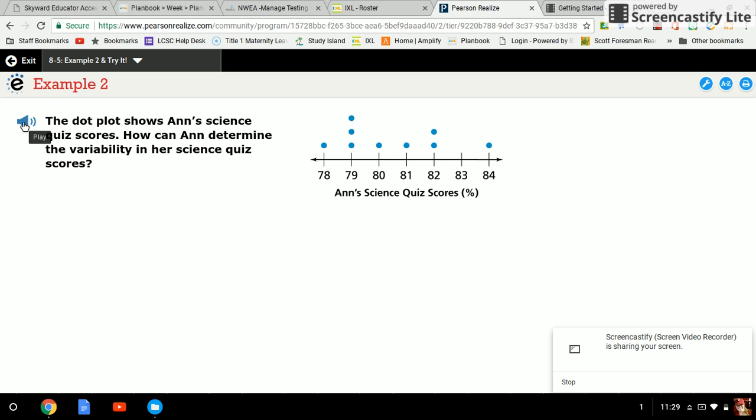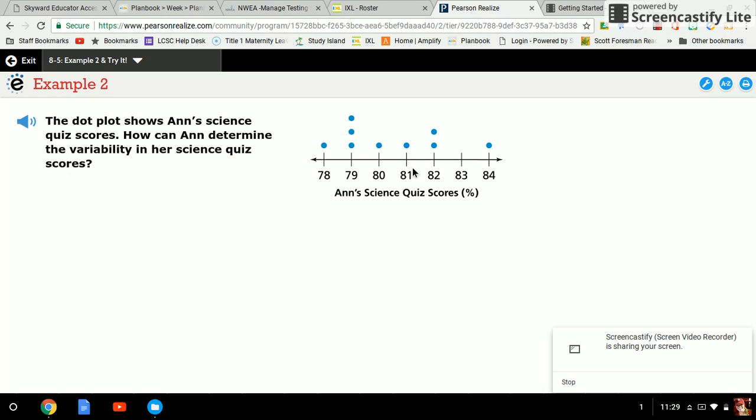Okay, I'm going to take you through lesson 8.5, example 2 and try it, and also example 3 and try it. All right, you have a dot plot here that shows Anne's science quiz scores. How can Anne determine the variability in her science quiz scores?